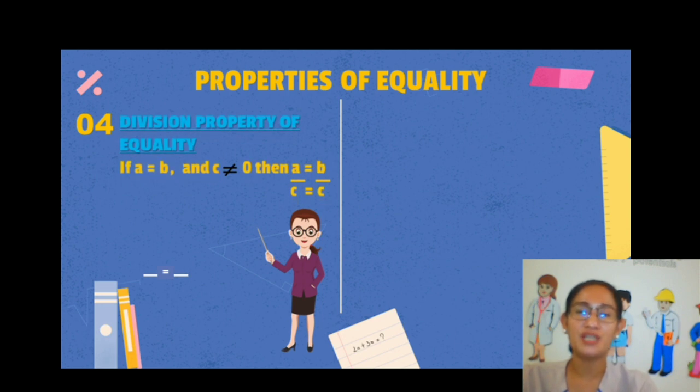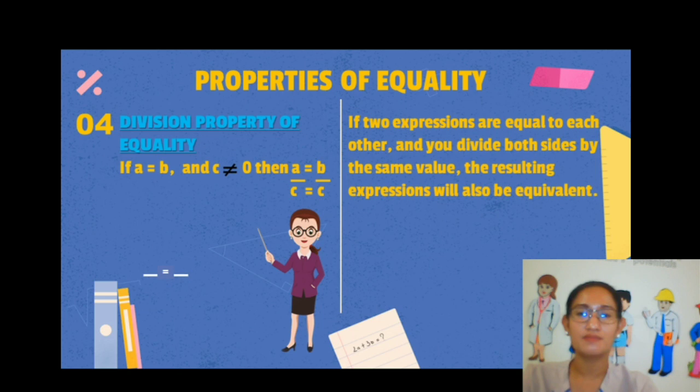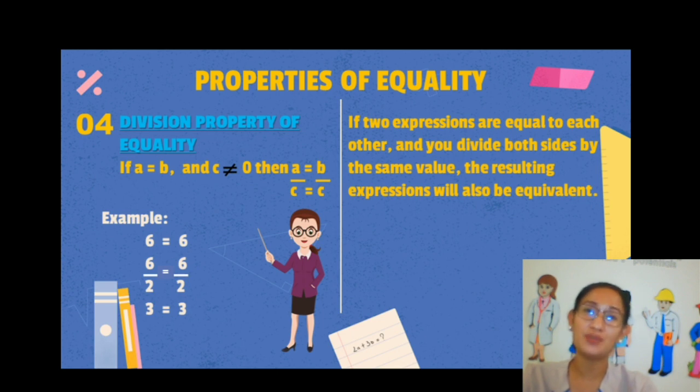Next is the division property of equality. If A is equal to B and C is not equal to 0, then A over C equals B over C. It states that if two expressions are equal to each other and you divide both sides by the same value, the resulting expressions will also be equivalent. We have 6 is equal to 6. If we divide both by the same value, which is 2, it will give us the same result, which is 3 equals 3.